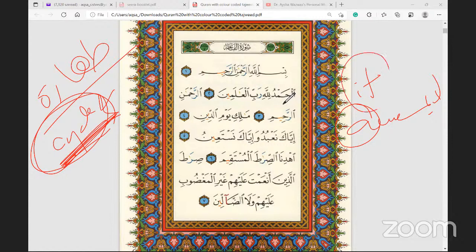said that it is actually referring to Lawh al-Mahfuz. Therefore, the mutahharun is referred to the malaika. Got it? None shall touch it unless the pure ones. So those scholars that said that it refers to Lawh al-Mahfuz said al-mutahharun is referring to al-malaika, not people.